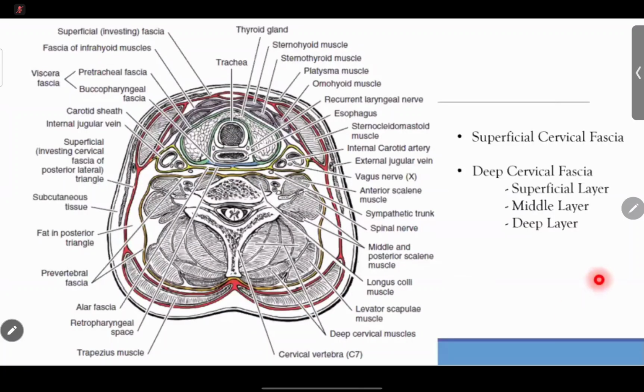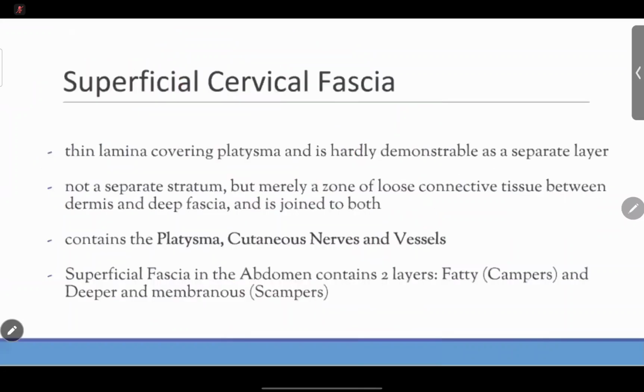So the neck has two major cervical fascia. One would be your superficial cervical fascia, and another one would be your deep cervical fascia. Your deep cervical fascia is further subdivided into three: your superficial layer, your middle layer, and your deep layer. Okay? This would really come out in the exam, so be familiar with the different layers. Let's start with the superficial cervical fascia.